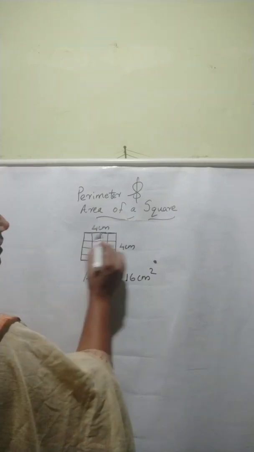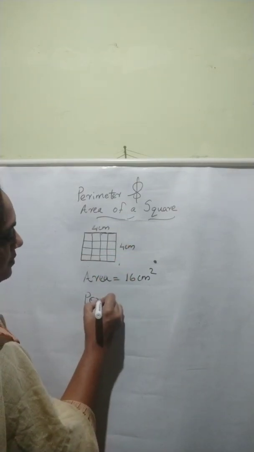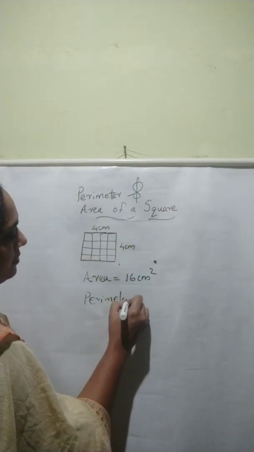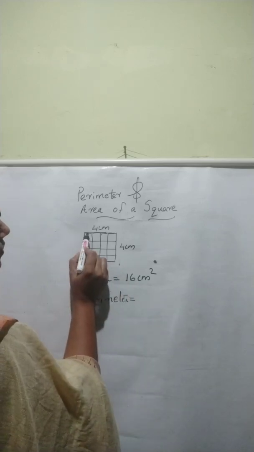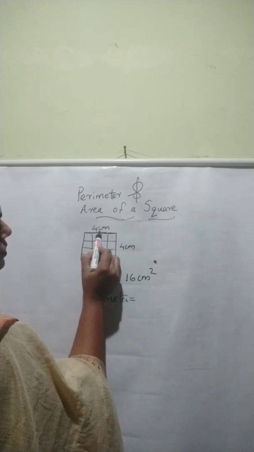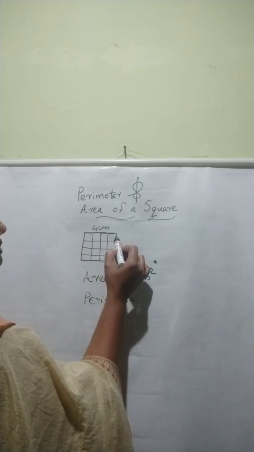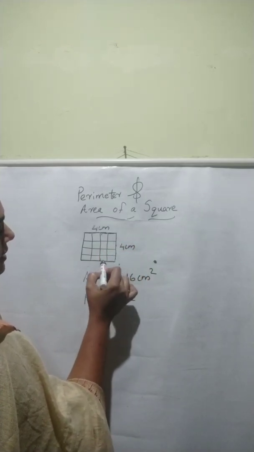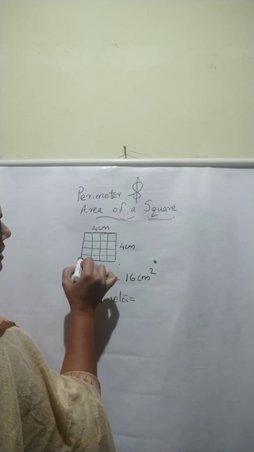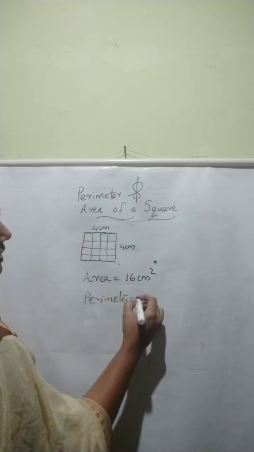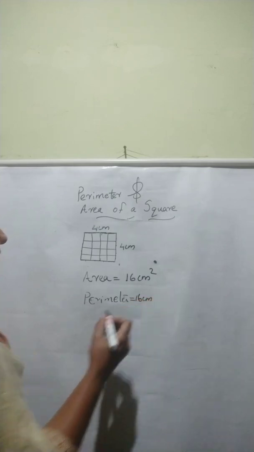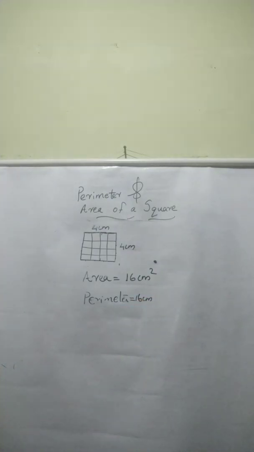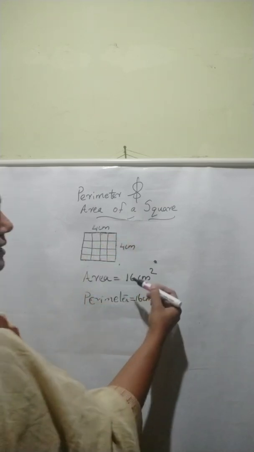Then what will be the perimeter of this one? Perimeter. That is 1, 2, 3, 4, 5, 6, 7, 8, 9, 10, 11, 12, 13, 14, 15, 16. That means 16 centimeter. Children, always the area and perimeter will not be the same. But in this case, it is the same.